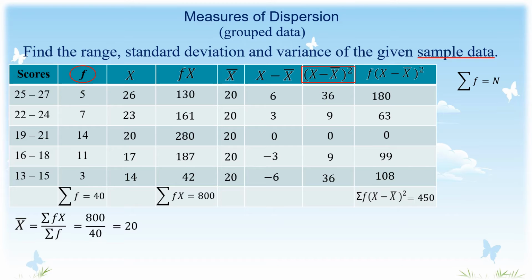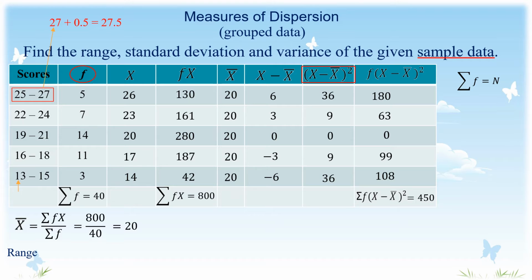Now, given that this data is a sample data, we are going to use the formula for the sample data. So first, we are going to compute the range. To determine the range, we are going to determine the upper boundary of the highest class, which is 25 to 27. To get the upper boundary of this class, we are going to add 0.5 to 27. So we have the upper boundary of the highest class, which is equal to 27.5.